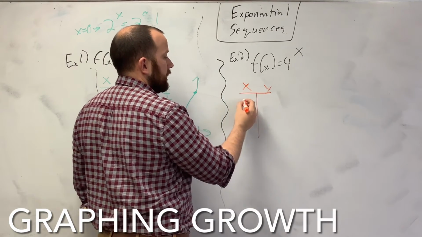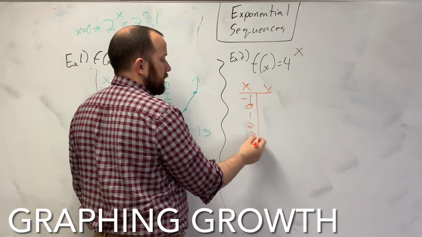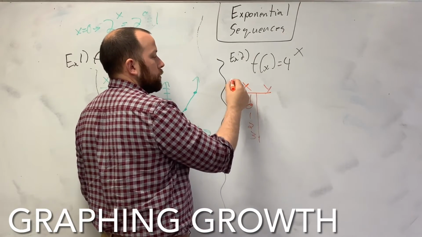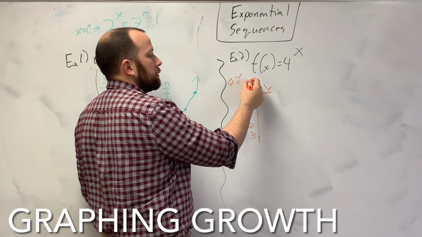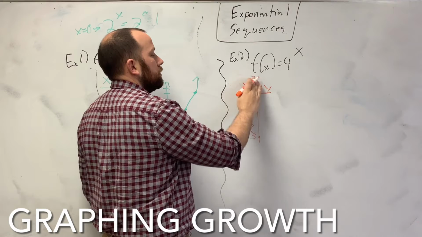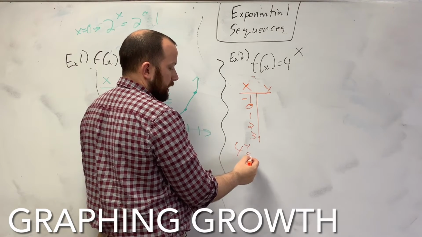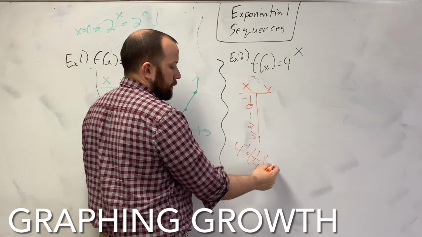I'm going to throw in a negative 2. Make it a little bit more difficult. So negative 1 raised to the 4, so 4 raised to negative 1. When you have a negative, that means take the reciprocal. So 4 raised to negative 1 will equal 1 over 4 raised to the first, which is just 1/4.